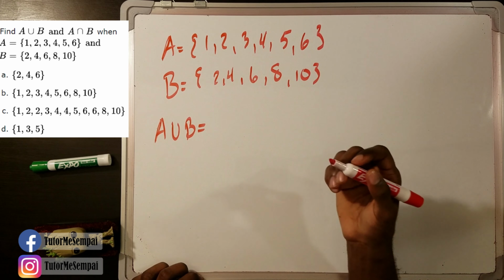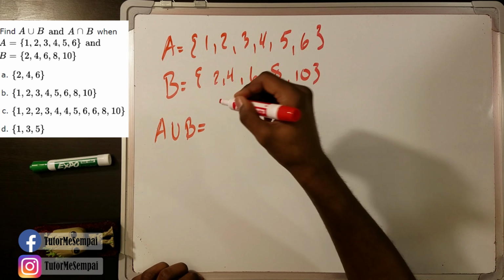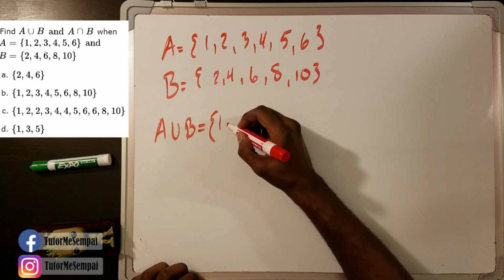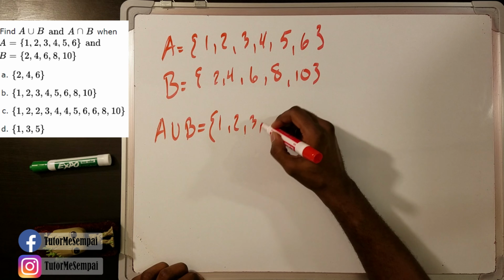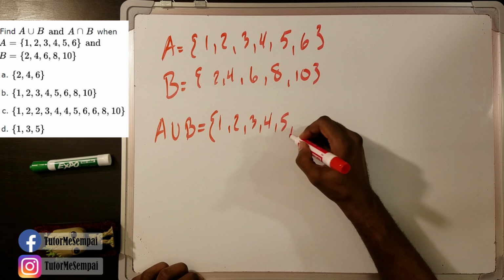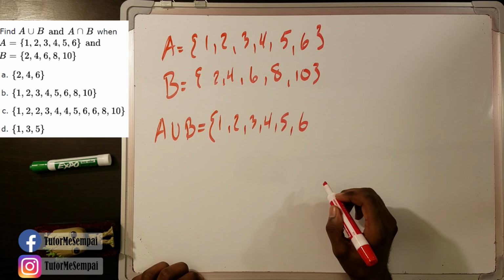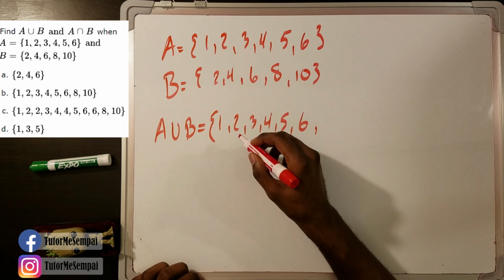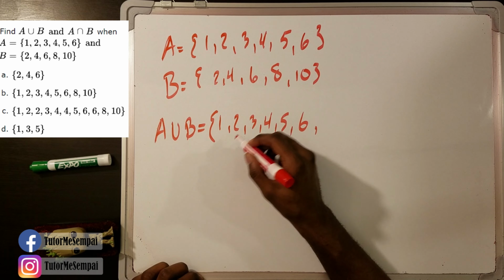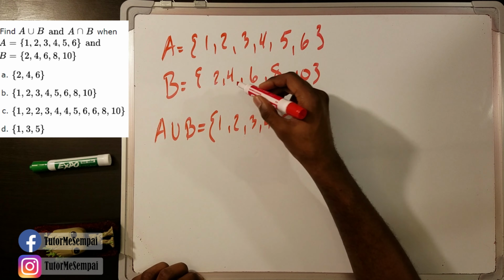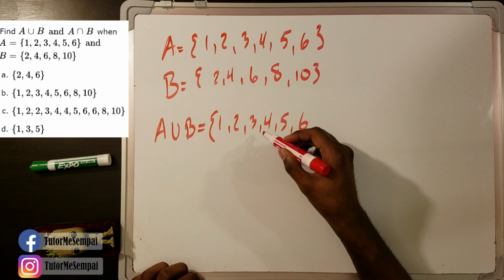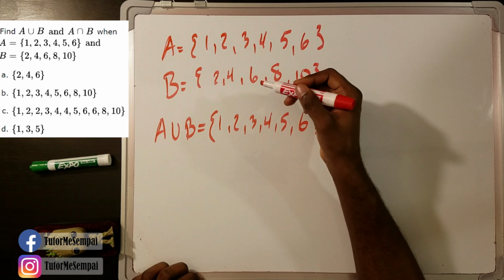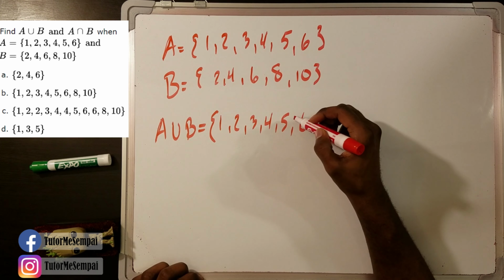Well, that's going to be everything in A and B. So if we put our curly braces here, let's see what's in A. 1, 2, 3, 4, 5, 6. Correct? All right. What's in B? 2. Well, do we already have a 2? Yes. So we don't write it twice. 4. Well, do we have a 4? Yes. So we don't write that twice either. 6. Do we have a 6? Yes. So we don't write that twice either.